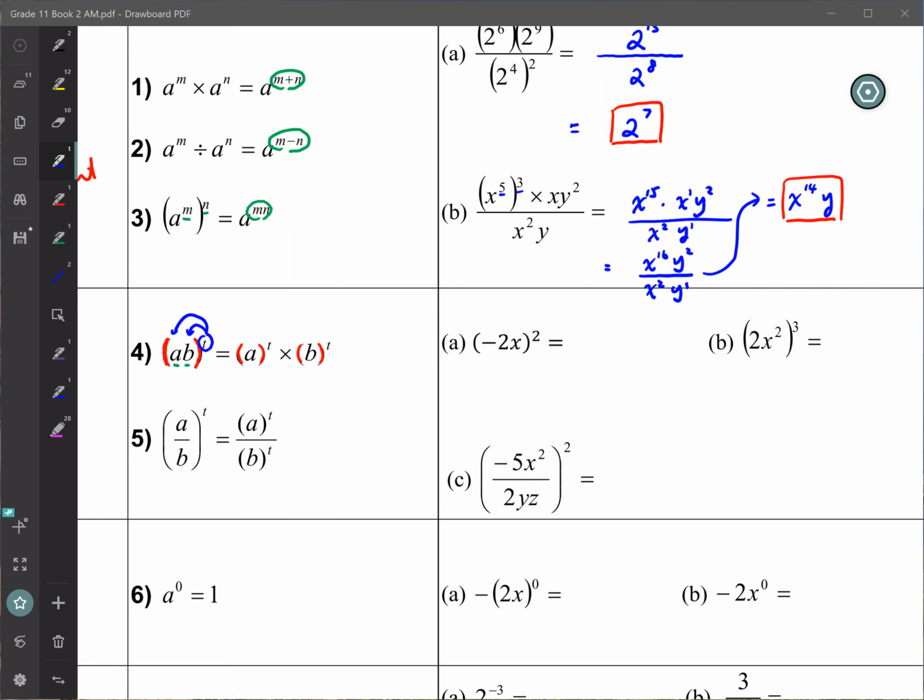Okay, Yosher, what's your answer for A? 4x squared. Okay, Colin, how about you? Same thing. Okay.